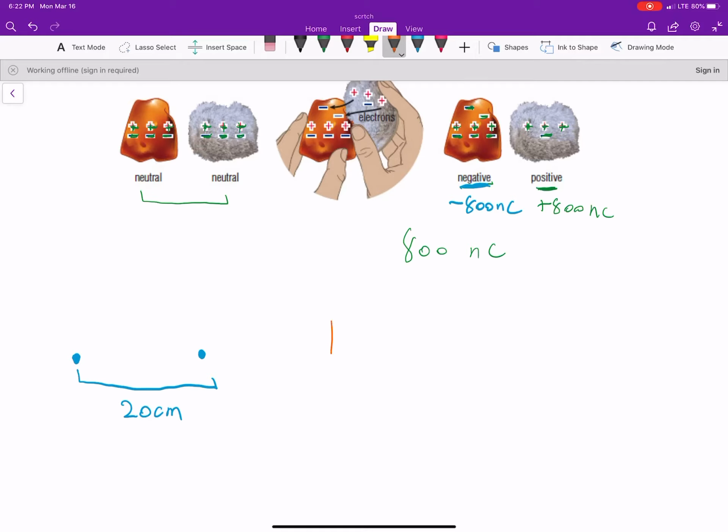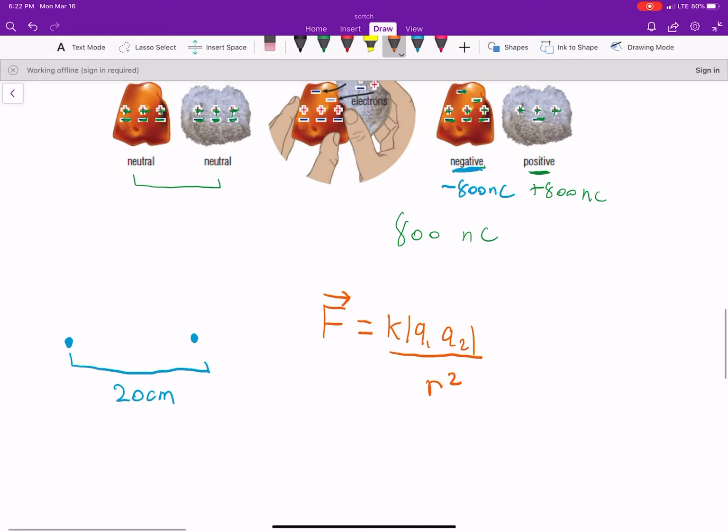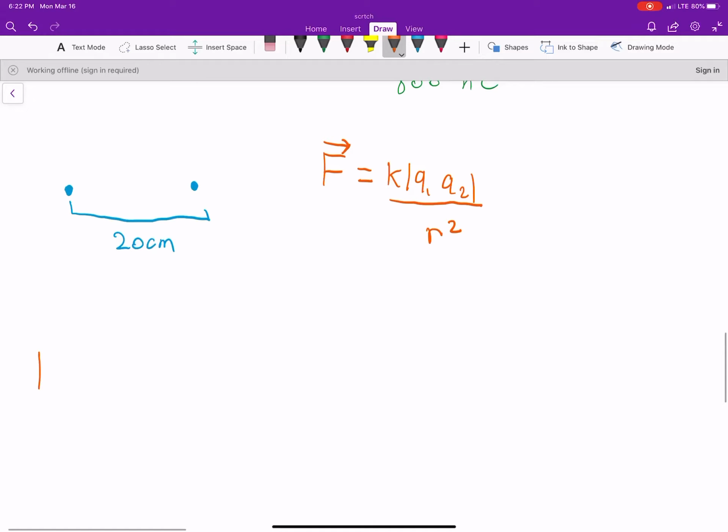Well, again, and this is a big equation in this class, the force between two charges is K, a constant, times the absolute value of Q1 times Q2, all divided by the distance between them squared. We broke this down a little bit in the last video. K is a constant, Q is our charges, R is the distance between them. So the force is going to be what?